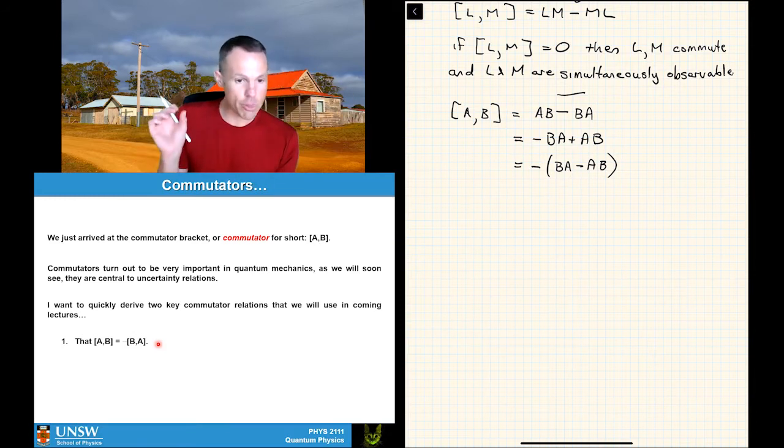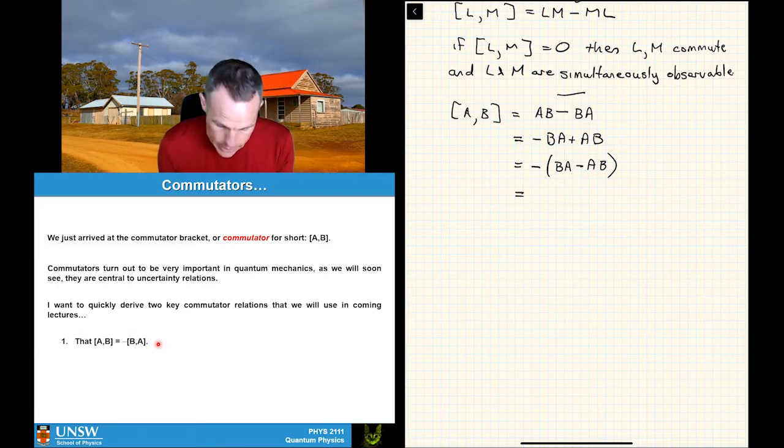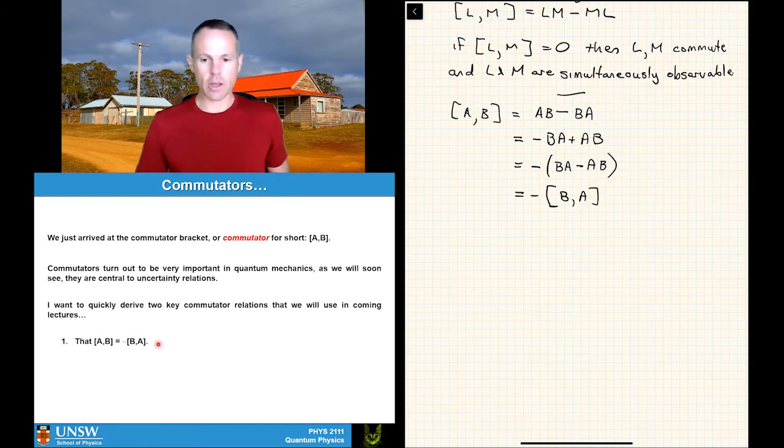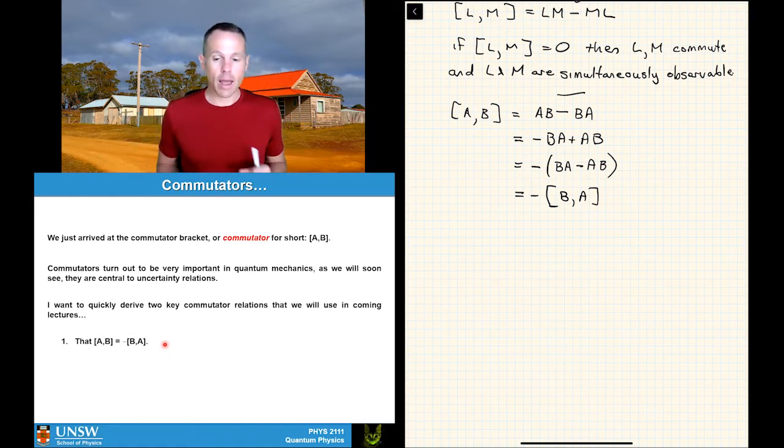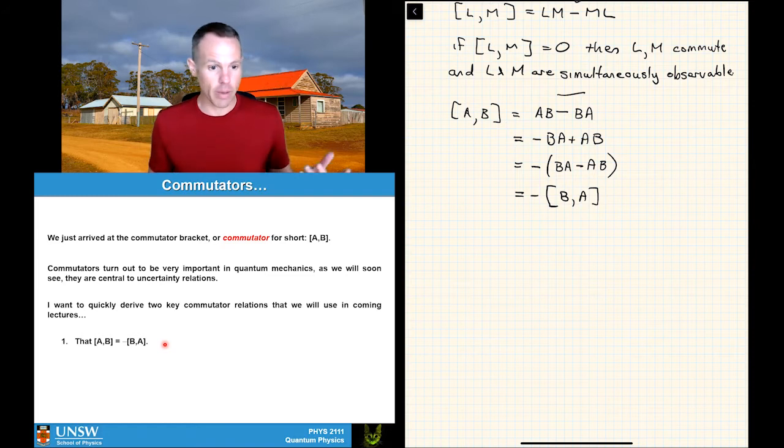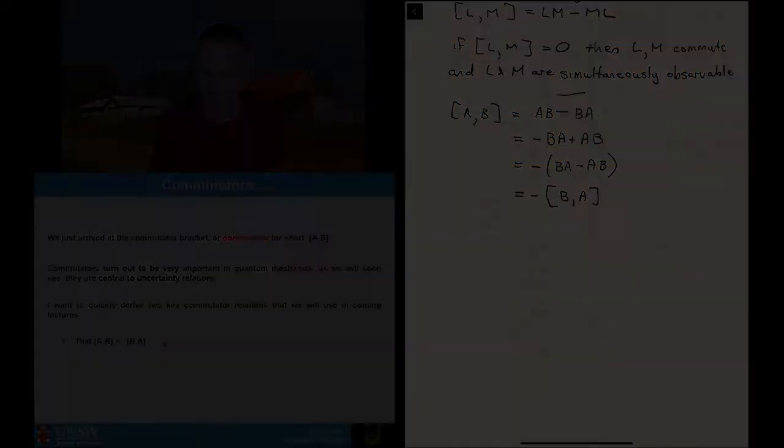And then, of course, the thing in the round brackets there is just another commutator, right? So this is just minus B comma A. And so that's how you get this relation that's up here on the slide. AB is minus BA. So if you reverse the two letters in a commutator, you get a minus sign. And when you're handling commutators in quantum mechanics, it's quite common that you end up having to make this transformation to do some of your maths. So it's a very useful one to know how to do.